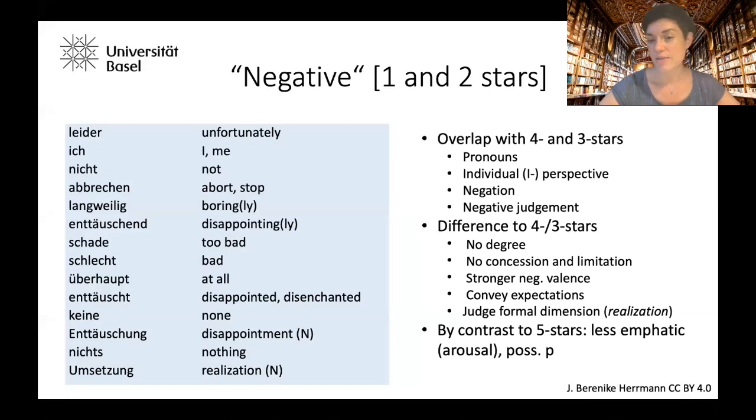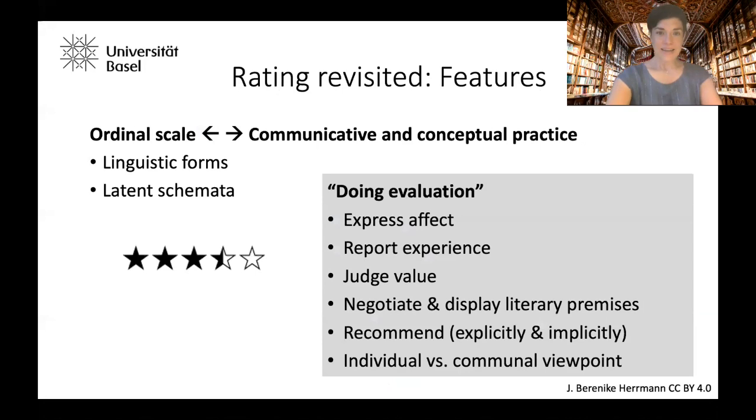But interestingly, by contrast to the other extreme rating, 5 stars, they are less emphatic. So there's less arousal, and this is possibly politeness. Something happened to the politeness. Okay, so summing up, what people do is they express a fact, report experience, judge value, and they do so in using words in a quite distinctive way, actually supporting this idea of 5 stars being really different from the rest.